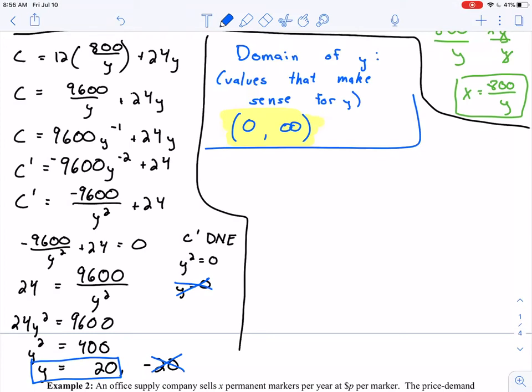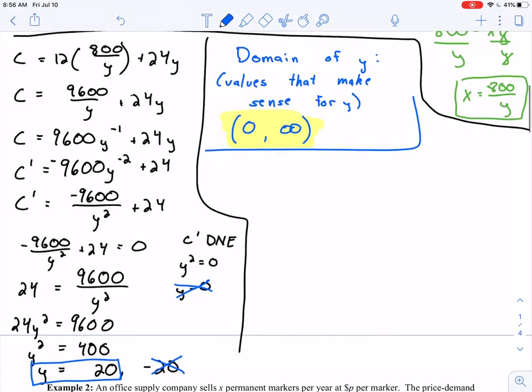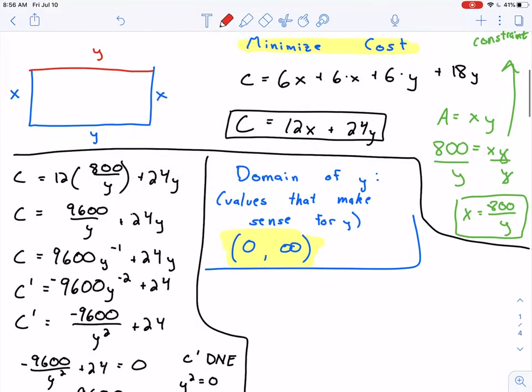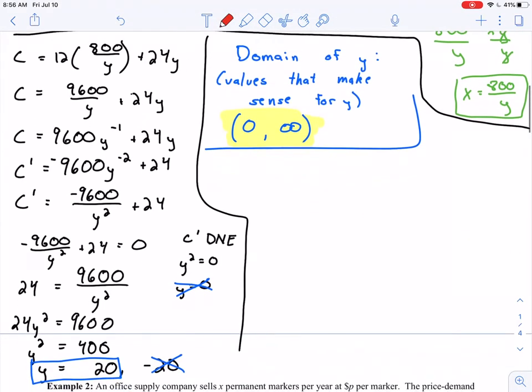I need to show that this critical number that I found right here, 20, actually results in a minimum. Because remember, at the very beginning of this problem, we said we want to minimize cost. We need to verify that we actually, in fact, have a minimum here. To do that, it's up to you. You can use either the first derivative test or the second derivative test for this one. I like the second derivative test, but that's just me. So I'm going to use the second derivative test now.